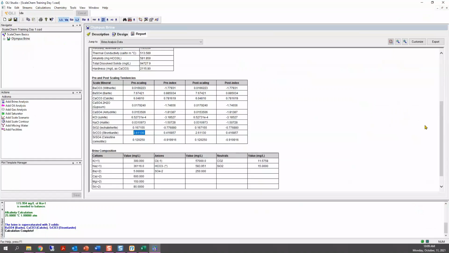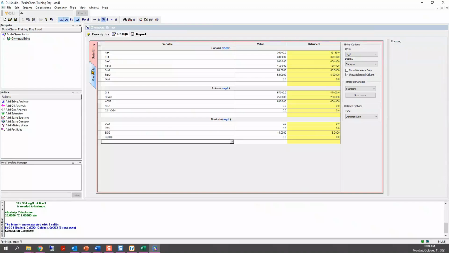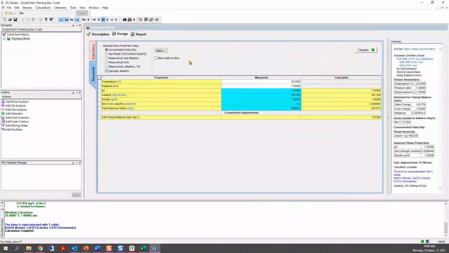Yes? It's just that the post-scaling values for those 3 scale types are the same number. Yeah, and that is a good question. Let me go back. So in the design table, when we go to the reconcile, in this specific case, so like I said before, we assume that everything is in solution, right? This was a digested sample and everything remained in solution, and you don't see solids.